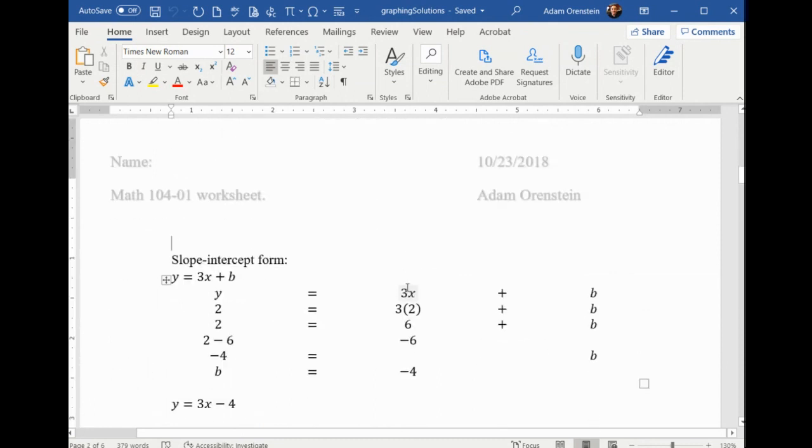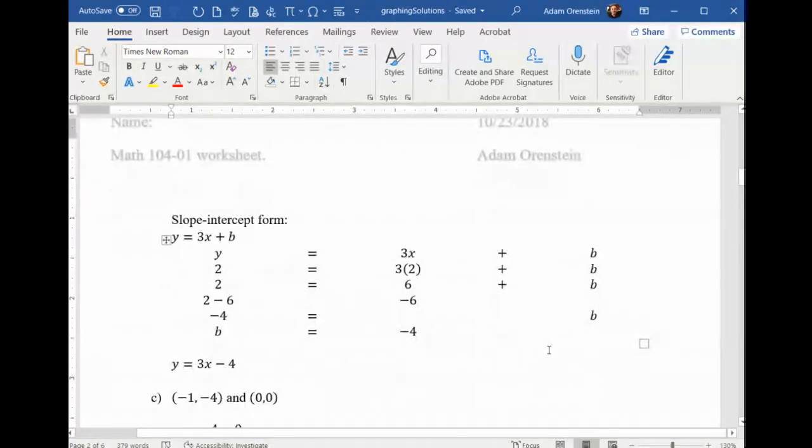Okay, so let's take x and y to be 2. And that's what I did here. Doing so, we get 2 is 3 times 2 plus b. So 2 is equal to 6 plus b. And again, we want to figure out what b is, right? We want to solve for b. So what do we do? Subtract 6 from both sides. Okay? We get negative 4 equals b. So b is negative 4, and this is the line.